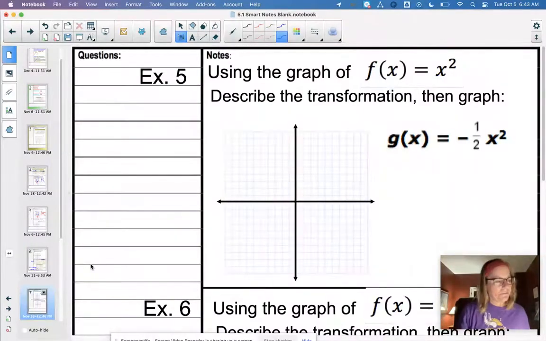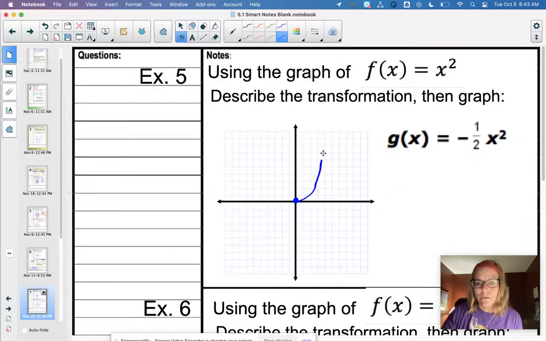Example 5. Using the graph of f of x equals x squared. Let's just graph that. That's our parent function, vertex at 0, 0.